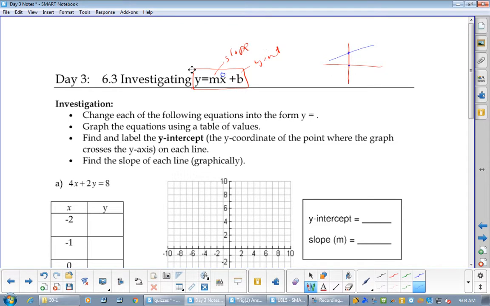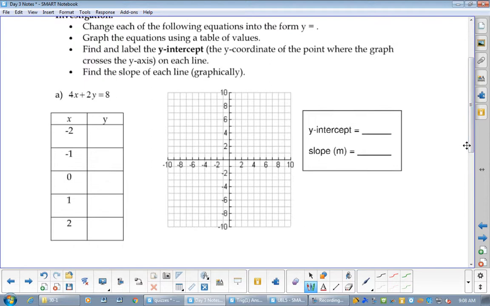So even mathematically it proves that that's the y-intercept. Okay? Now today, we are going to be working with y equals mx plus b. But sometimes they don't give it to us in the form y equals mx plus b. An example would be right here. It is not in the form y equals. Okay, let's just take it over here where there's some room.